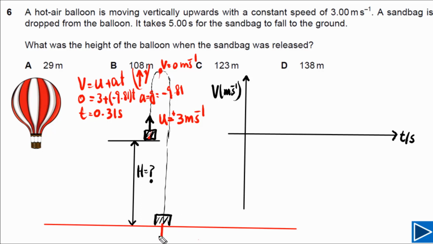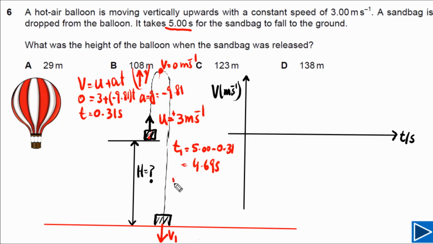Now we understand that at this point the velocity is equal to 0. If we need to find the velocity when it hits the ground, let's say that velocity is v1. The total time taken is given, that is 5 seconds. So the time taken from this point to this point, let's say t1, will be equal to 5.00 minus 0.31, which is 4.69 seconds. Now we have the time taken, and we have to find the final v.